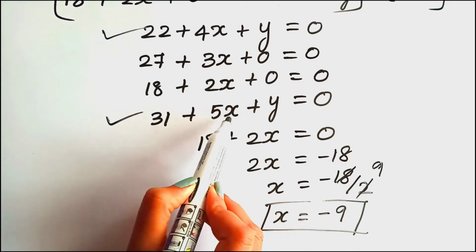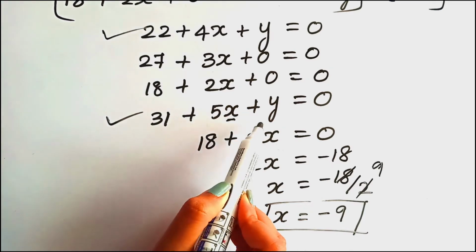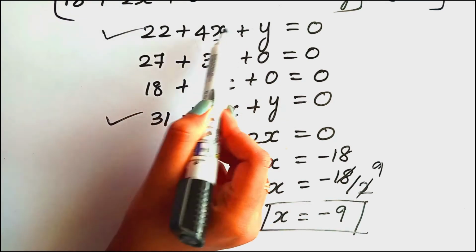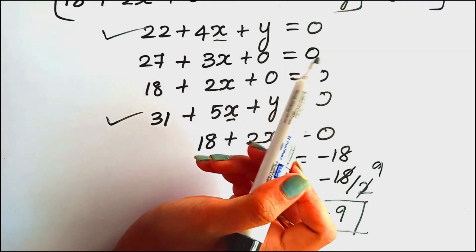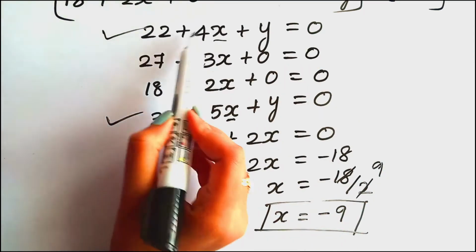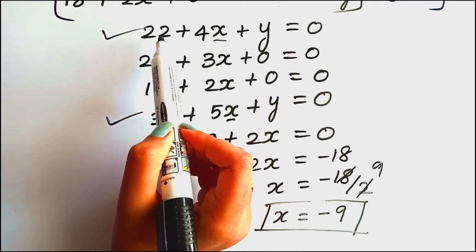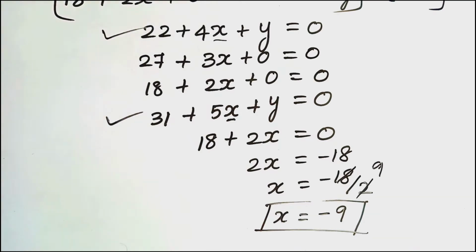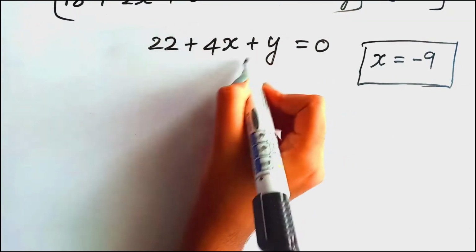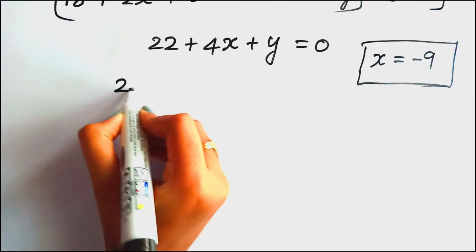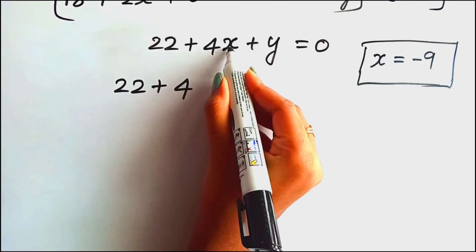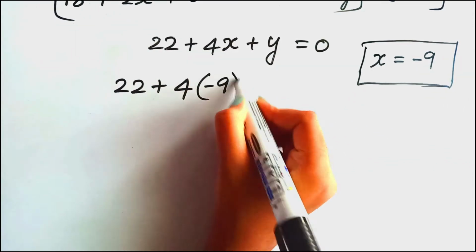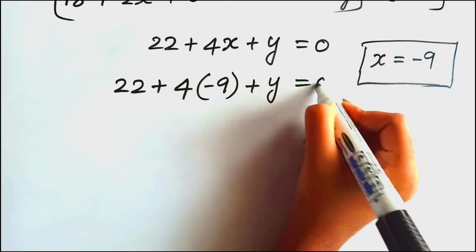So here you have to simply substitute the value of x in this equation, and then you can find the value of y. Similarly here, if you substitute the value of x, here too you can find the value of y, right? So here I'm choosing this equation because this seems easy. So which is 22 plus 4x plus y is equal to 0. So now let's substitute the value of x here. So 22 plus 4 into, in the place of x, we have to substitute the value of x, which is minus 9. So minus 9 plus y is equal to 0.